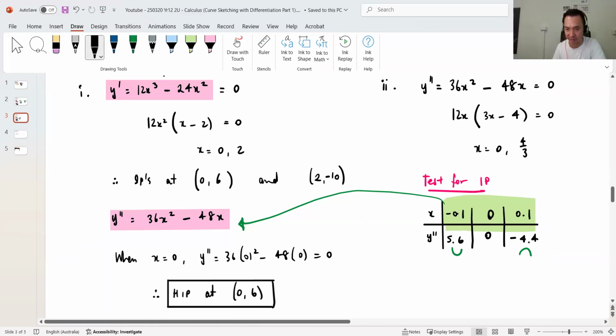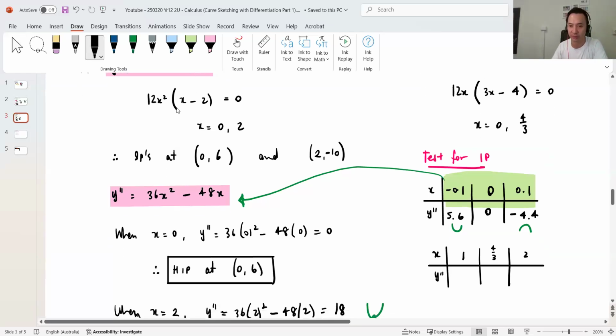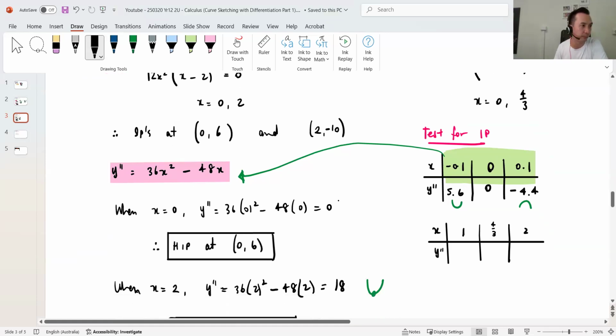I technically didn't need to test 0, 6 because I already concluded that it was a hip, but just for completeness, I did. So now let's test 4/3. Instead of adding 0.1, since that's 1 and a third, maybe I'll test 1 and 2. Basically, you need two numbers that straddle it without going over to the next value. When you sub 1 in, you get 36 minus 48, which is negative 12. Sub 2 in, you get positive 48. So once again, you get sad face turning into happy face there.